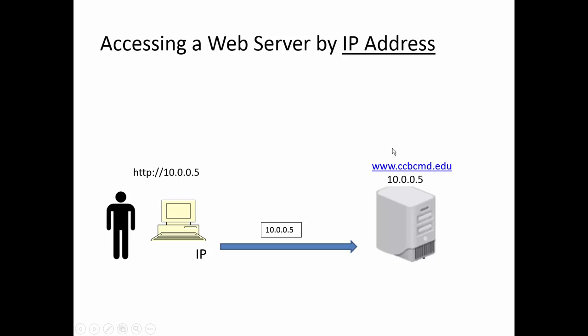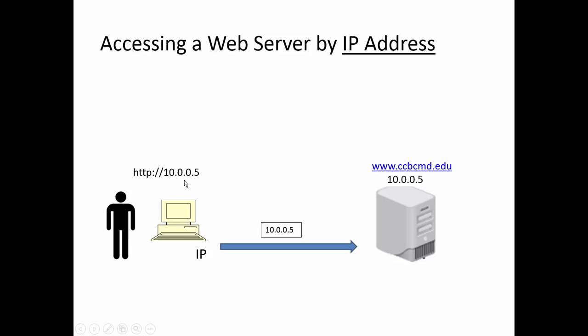At CCBC, we have a web server, and it has an IP address of 10.0.0.5. And of course, the host name is www.ccbcmd.edu. And if a user wanted to, the user could access this web server based upon IP address. The user could type http://10.0.0.5, presses the enter key, and the IP protocol sends a packet off to 10.0.0.5. Now, how does the TCP/IP protocol know to send the packet to 10.0.0.5? Well, that's easy. That is what the user typed in.